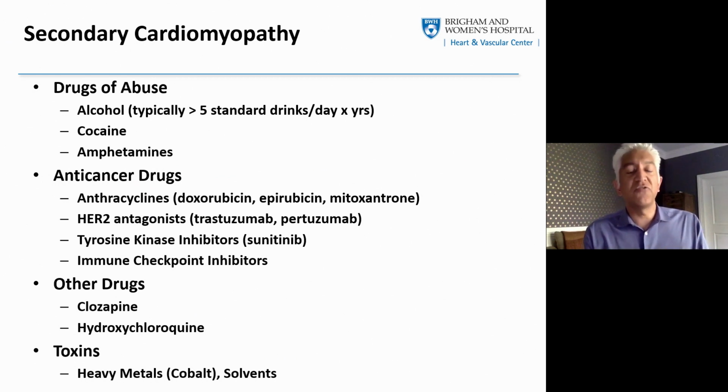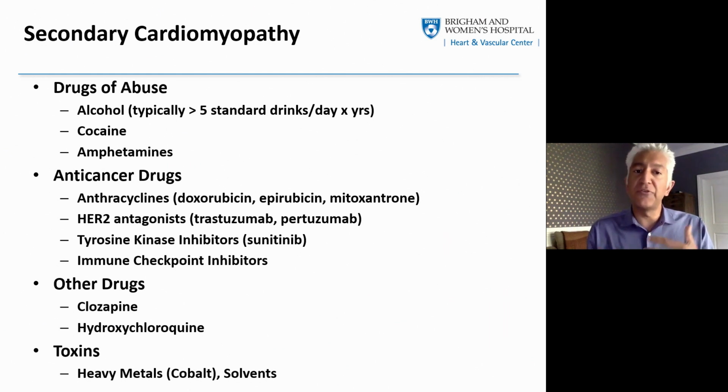But alcohol use, when it causes cardiomyopathy, is typically associated with a pattern of regular high-dose alcohol consumption. Typically, that's more than 4 to 5 standard drinks a day over several years. So somebody who's drinking a glass of wine with dinner, unless it's a very large glass of wine, is probably not likely to be developing cardiomyopathy on that basis.